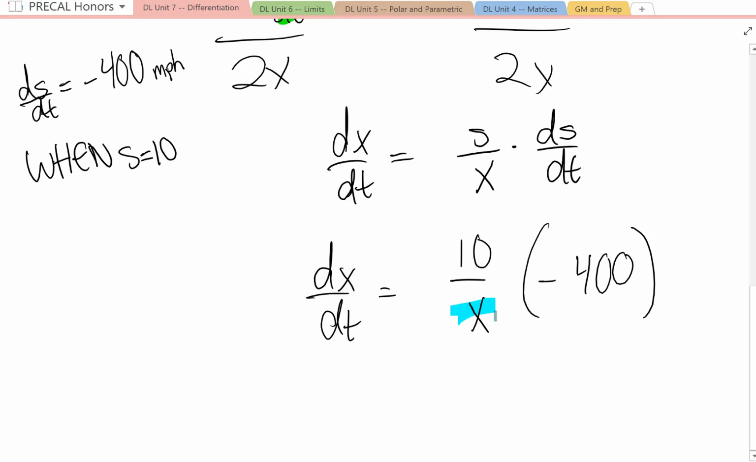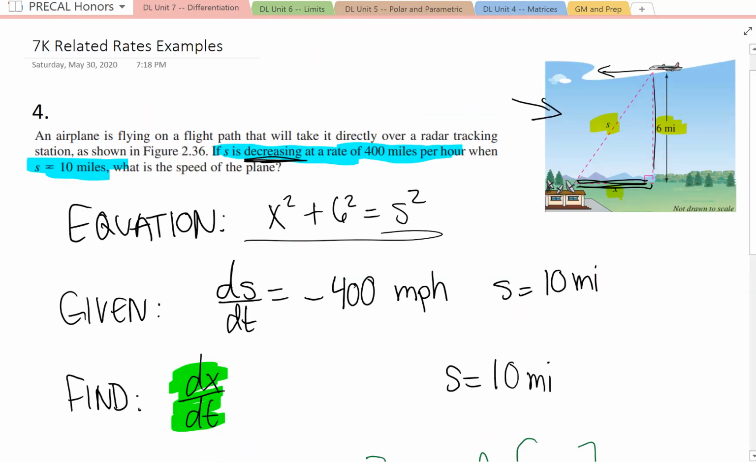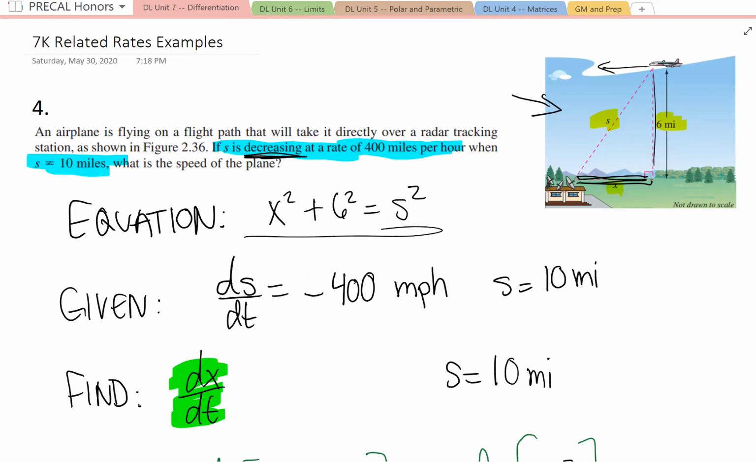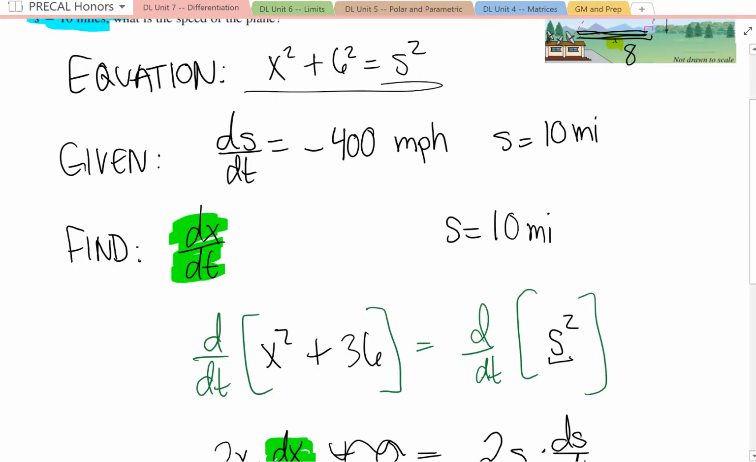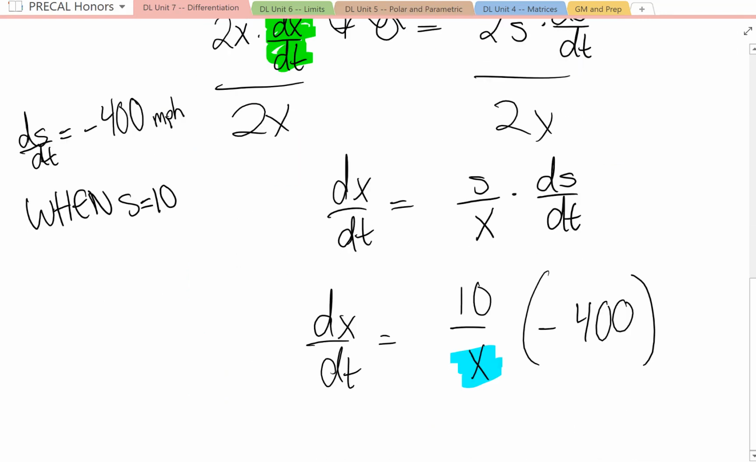But what is x? Do we know what x is? They didn't immediately give it to us, but is there a way we can find it? They said when s is 10, that's when we need to find these rates of change. So when s is 10, what is x? We can use the Pythagorean theorem. x squared plus 6 squared equals 10 squared. That is 8. That's a Pythagorean triple. 64 plus 36 equals 100. So when s is 10, x is 8.